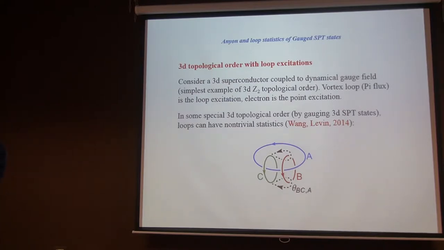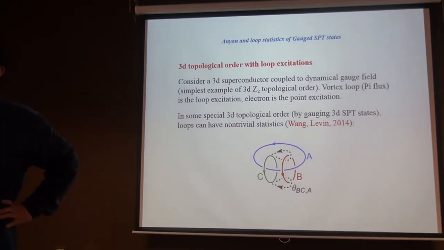Well, the ground state wave function is a superposition of all the configurations of the loops. For example, if you take a three-dimensional toric code model, the loops are gapped, but they are not confined.